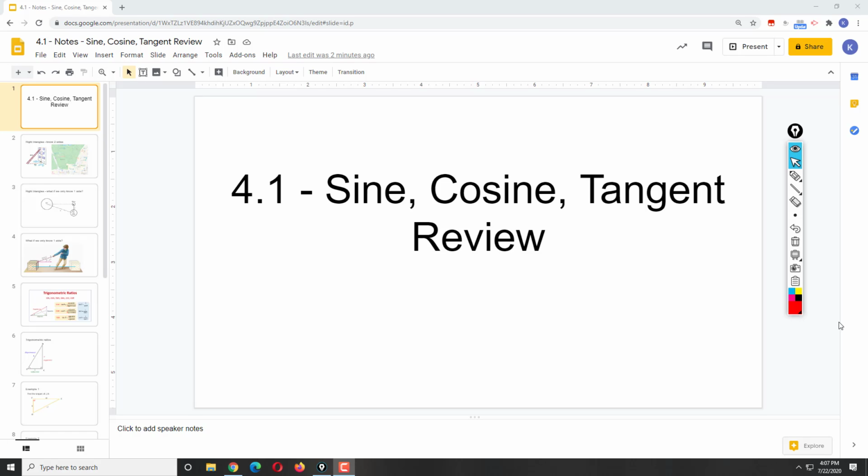Welcome to Unit 4, Lesson 1. In this unit, we'll be using the trigonometric ratios. So we will be reviewing what we have to know, especially sine, cosine, and tangent.